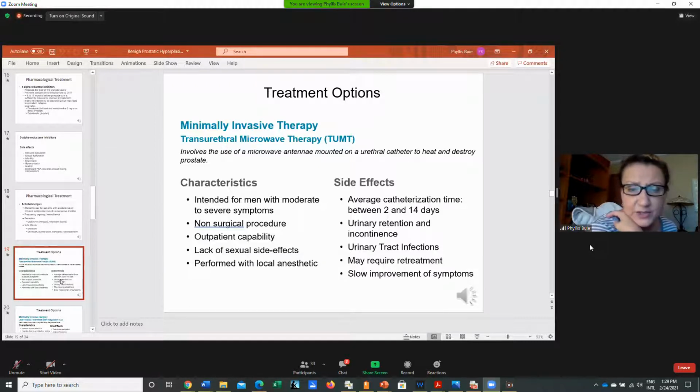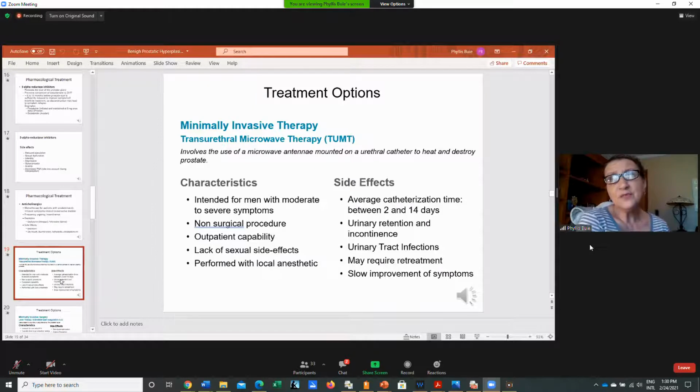Usually it can be done on an outpatient basis. These patients don't usually stay overnight. There's usually very few sexual side effects as compared to some of the other procedures. And it's usually performed under local anesthetics. They're going to have a catheter too, because when you go in there and you start destroying that prostate tissue, you're going to have swelling and inflammation. So they're going to have urinary retention if you don't put the catheter in for a few days after the procedure. Urinary tract infections may also be common with this procedure.